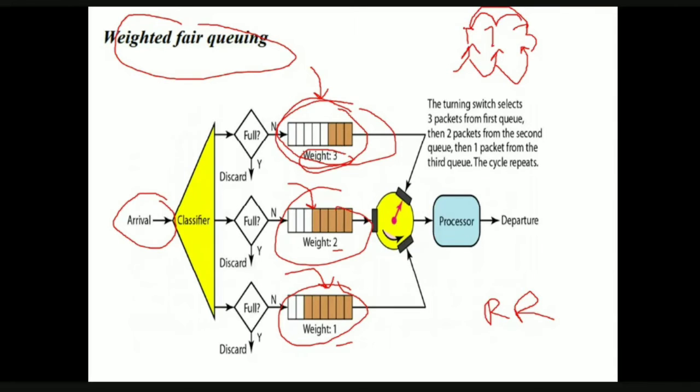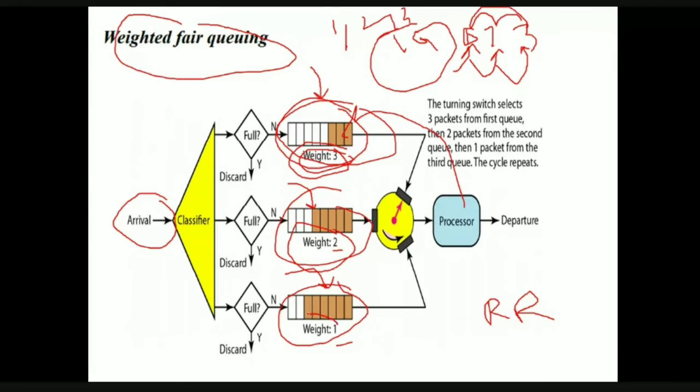The amount of time it spends at each and every process is called time quantum. We'll fix the time quantum, whether it is 1 second or 2 seconds or 3 seconds. This is called time quantum. If you see here, the weight specifies that this processor has to process only 3 packets at a given amount of time, and here it has to process 2 packets, and it has to process 1 packet.